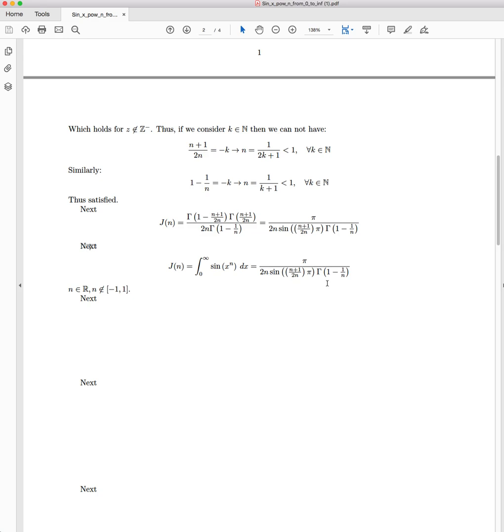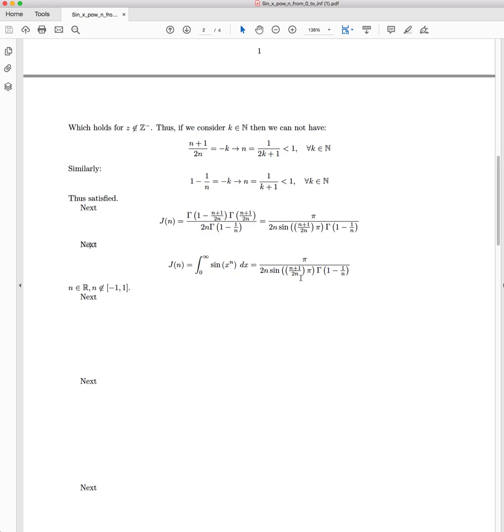So again, if you just want to stop the video here, that's perfectly fine. This solution is 100% spot on, but we can just use a couple of small rules in order to make this look a little bit nicer.